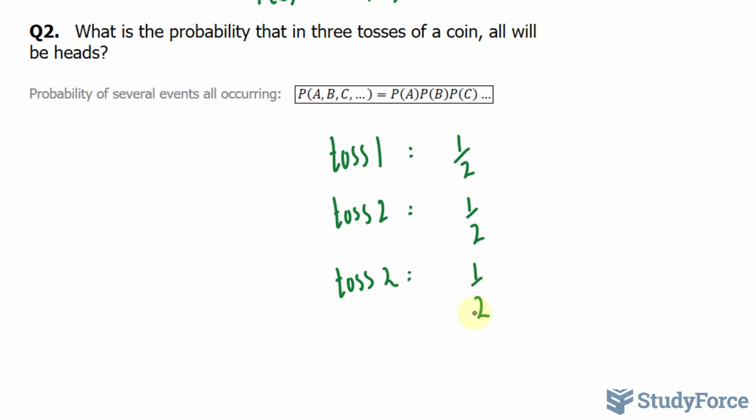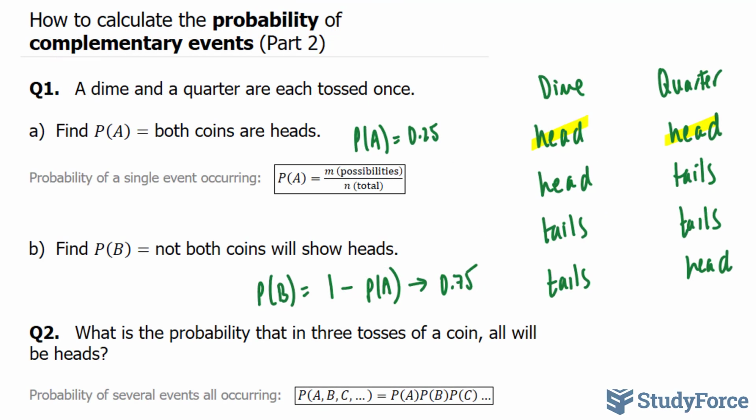So to find the probability of several events occurring, we use the following formula, where we multiply the outcome of each event together. So we have half times half times half. This gives us a 1 in 8 chance that if you toss a coin 3 times, you will land on heads each time. And so there you have it. That is how to calculate the probability of complementary events.